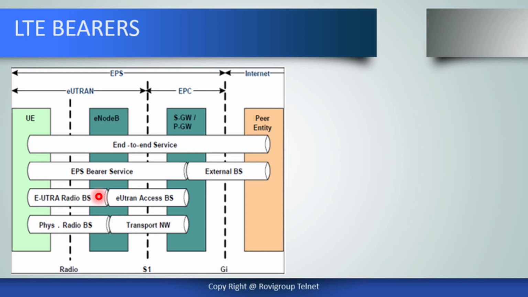The E-UTRAN radio bearer is between the UE and eNode B, and the access bearer is between the eNode B and the serving gateway or packet gateway. Here we have the radio interface, and between the eNode B and the SGW or PGW we have the S1 interface, and we have the SGi interface between the PGW and the peer entity, that is the ISP.